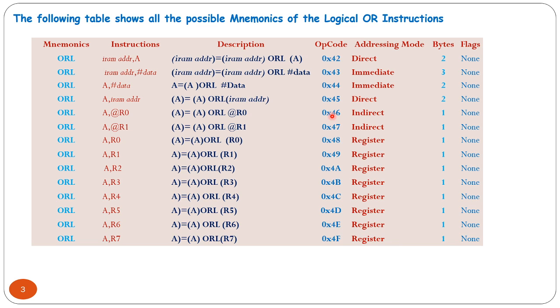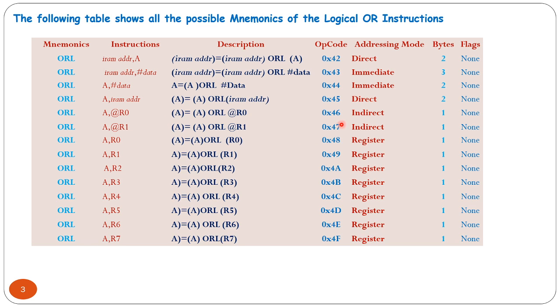46H is the operation code, indirect addressing, 1 byte instruction, flags are not changed. ORL A, @R1: the content of random access memory whose address is indirectly given by the R1 register is logically ORed with the content of the accumulator, and the result is stored in the accumulator.